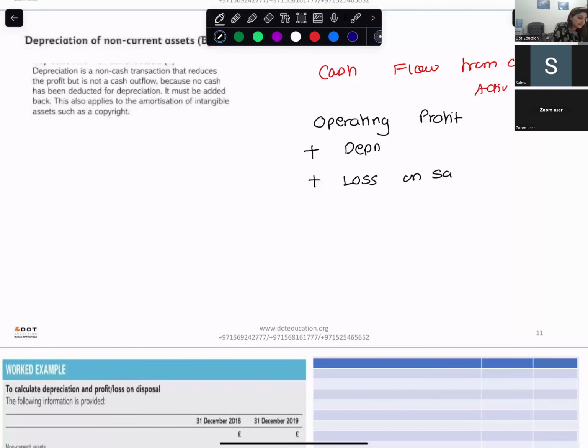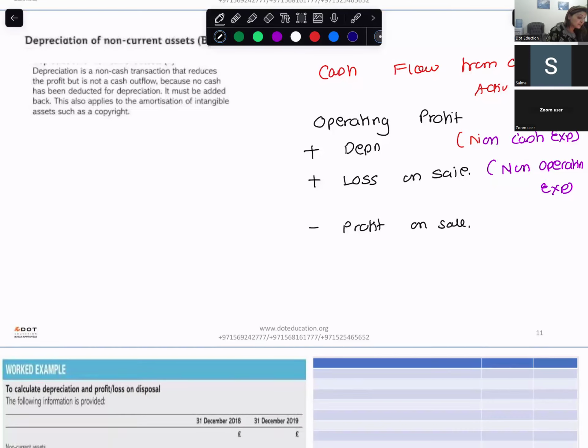Depreciation is what? What do you mean by it? It is a non-cash expense. Loss on sale is what? Non-operating. And you will minus the profit on sale of asset.